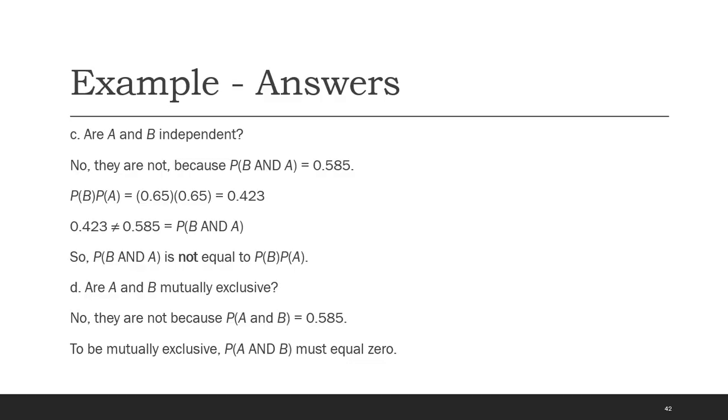So continuing on with the next question, so are these independent? So they're not independent. You can prove this by multiplying out just a few probabilities. So we already proved, right, that the probability of B and A is equal to 0.585, but the probability of B times the probability of A is equal to 0.423. So clearly these are not equal, so that does not work.